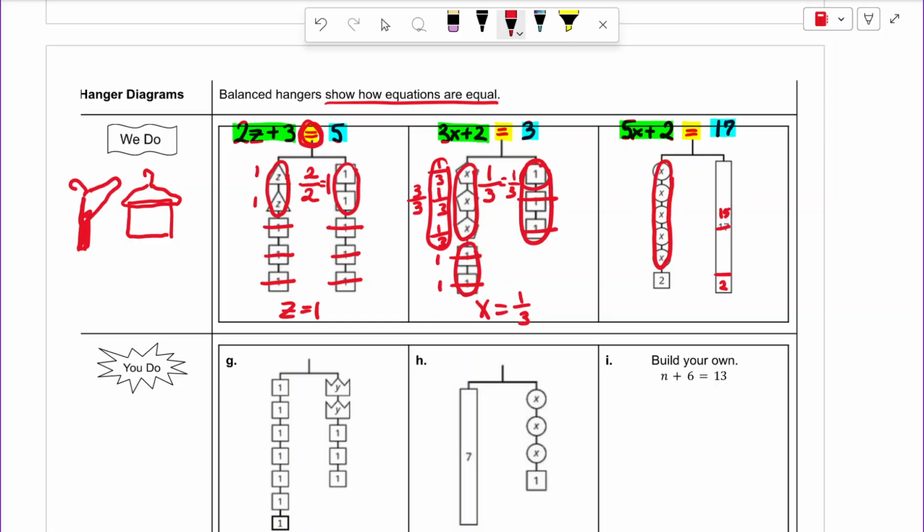Now we can cross off the 2 and the 2, and we can see that this bar is worth 15, and these 5 x's are also worth 15. So we need to take our 15 and divide it up into 5 pieces to find out what each x is worth, and that is 3. X is 3. We can check it.